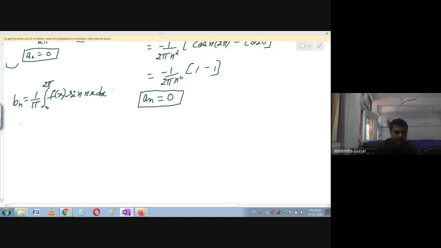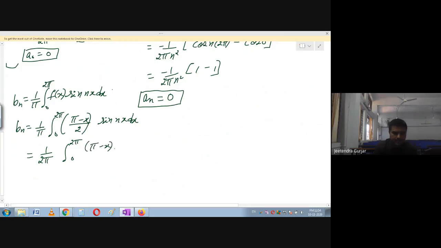bn is equal to 1 upon pi. Substitute the value of f of x, students. What is f of x? Yes, it is pi minus x upon 2, and keep sine nx as it is. Okay, now take 2 outside. I'm going to get 1 upon 2 pi integration from 0 to 2 pi. What is remaining here is pi minus x, and sine nx dx. So I will take this as u and this as v.